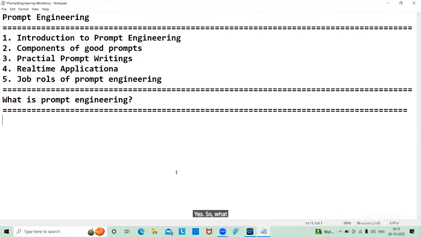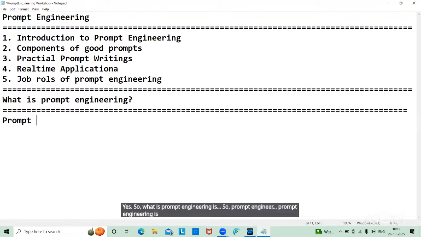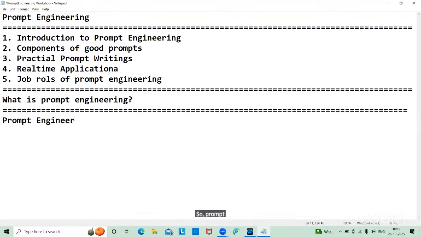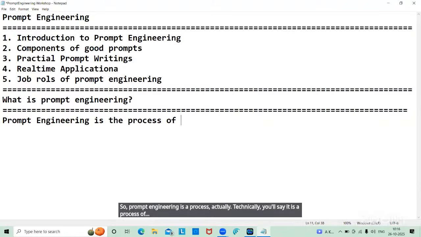So what is prompt engineering? Don't worry, I'll tell you the roles of a prompt engineer, the jobs of a prompt engineer. I'll explain everything in detail, Zubair. So prompt engineering is actually a process. Technically, you'll say it is a process of designing.